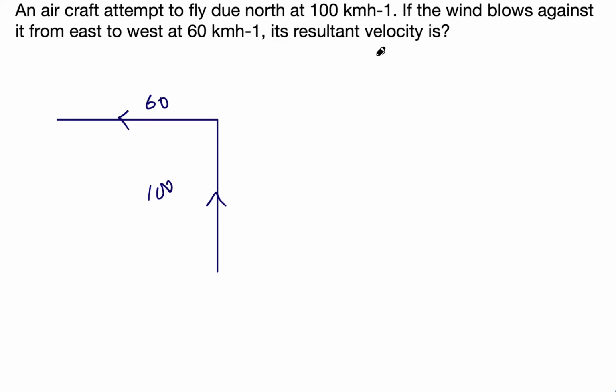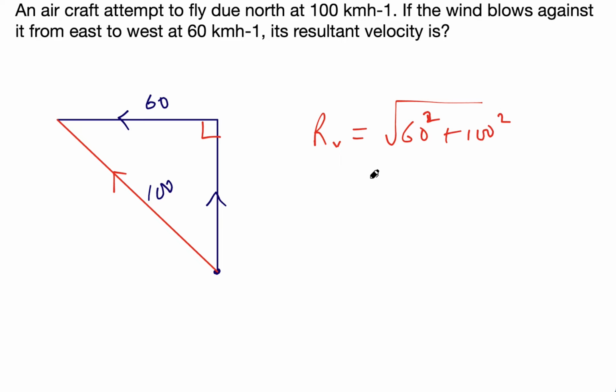So the question is, what will be its resultant velocity? Of course, this is its starting point. The resultant velocity will definitely go in this direction. So this will be the resultant velocity. This is quite easy because for the magnitude, since this forms a right angle triangle, the resultant velocity is going to be the square root of 60 squared plus 100 squared. So when two vectors are perpendicular to each other, to find their resultant magnitude, just use Pythagoras theorem.